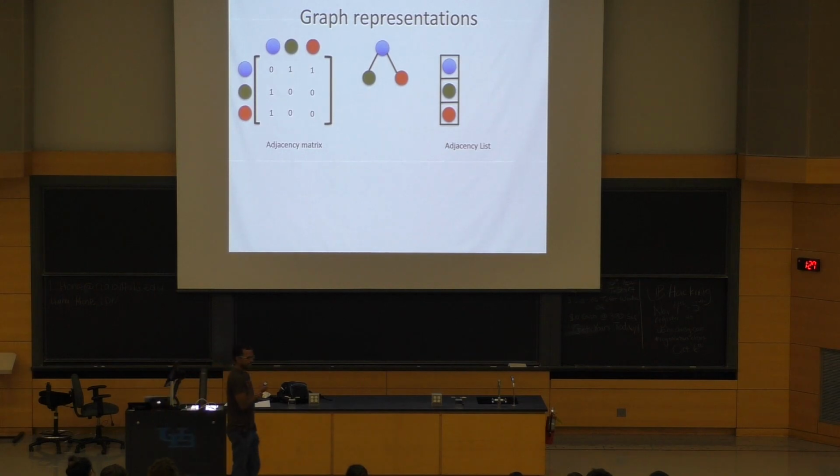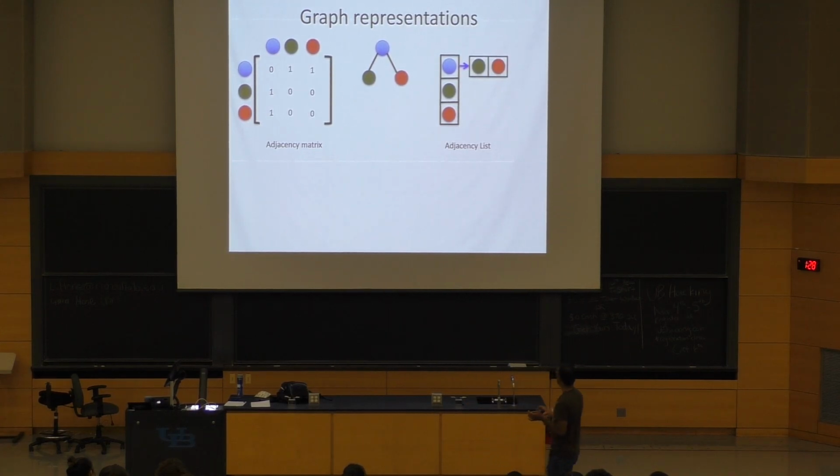Alright, the other representation is called adjacency lists, and it turns out if your graph doesn't have too many edges, for example, if your graph is a tree, then this is a good data structure to use. What you have over here is an array of lists. So you have an array where you have 1 entry for each of the vertices, so blue, green, and red. And each entry points to a linked list that corresponds to its neighbors.